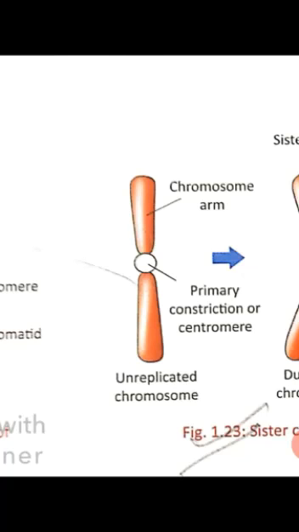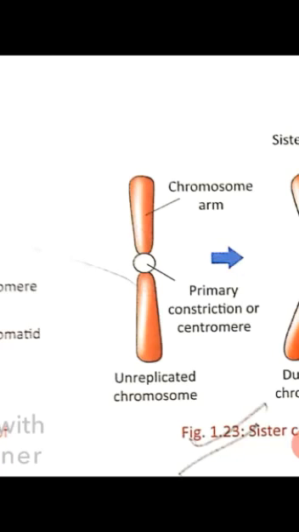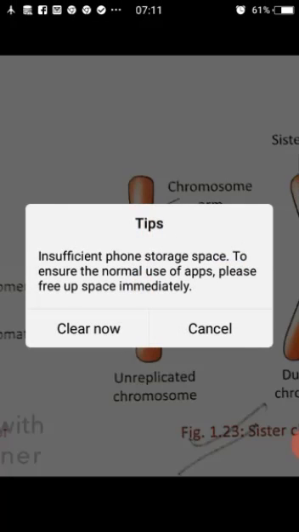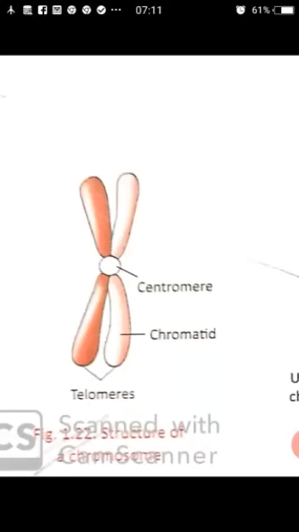This is called the primary constriction or centromere. This gives a distinct shape to the chromosome. The terminal region of the chromosome is called the telomere.